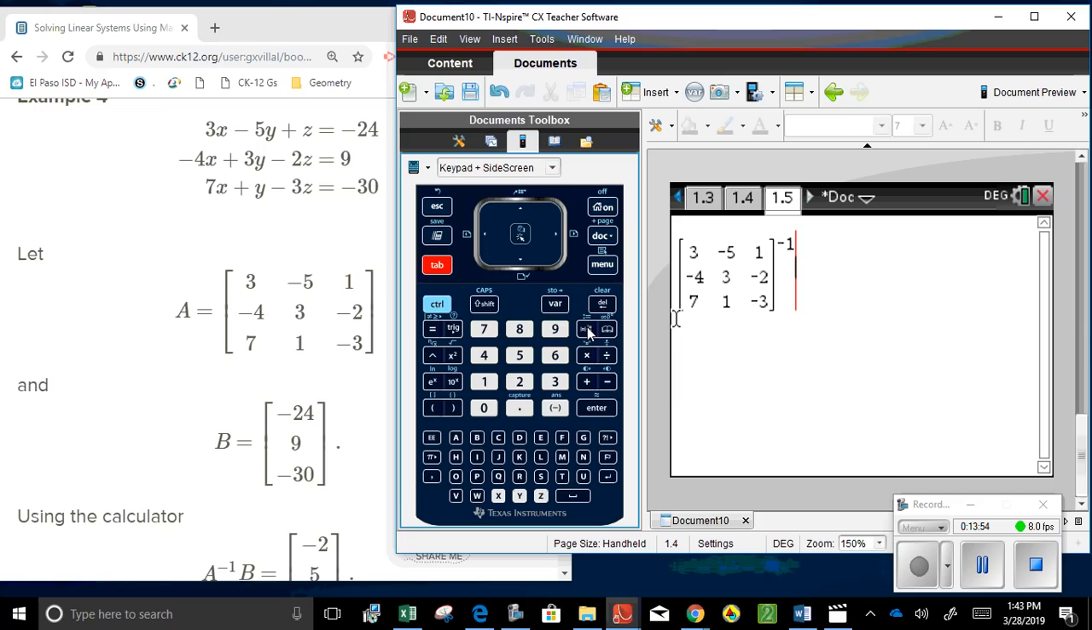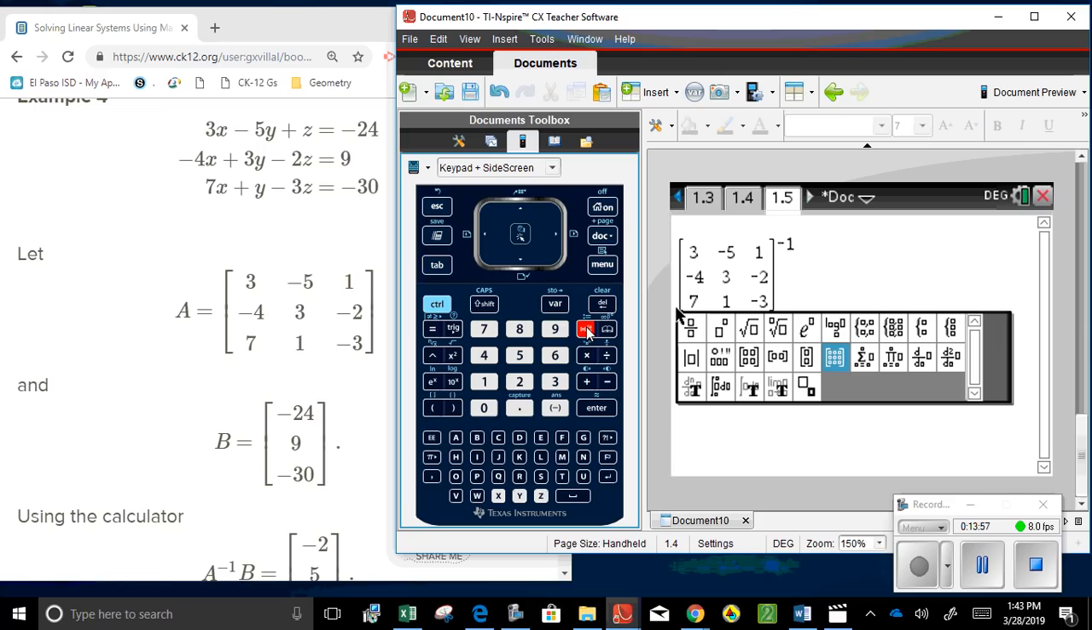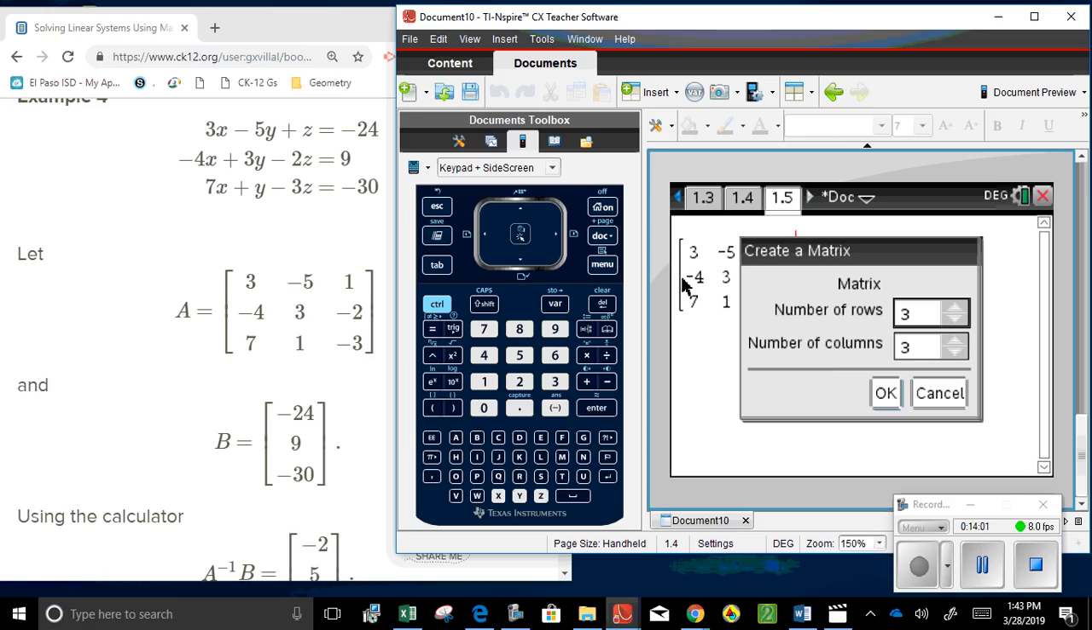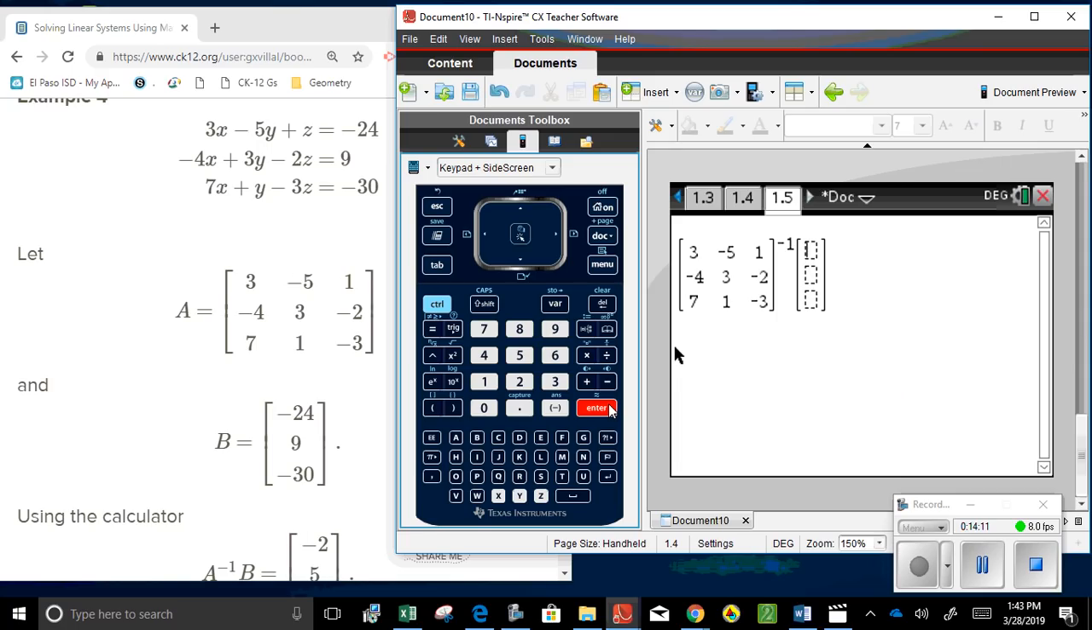Then this is a tricky part. Press the matrix tool. Press the same 3 by 3. But I don't want 3 by 3. Press tab and delete. I want 3 by 1. I want 3 rows and 1 column. Press enter. What's the first number? Class? -24. What's the next number? 9. What's the next number?